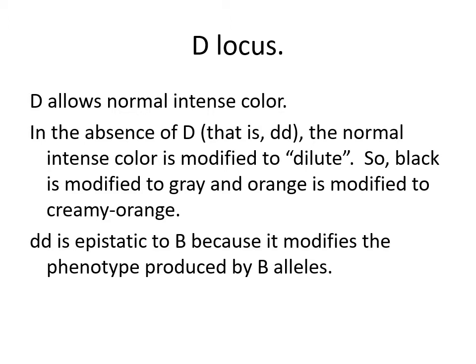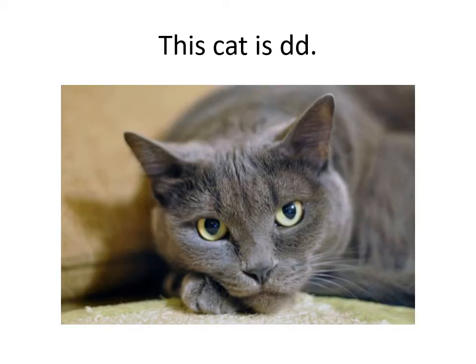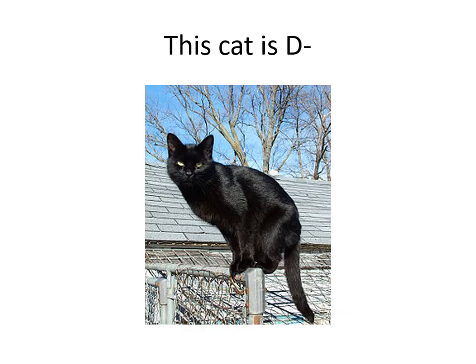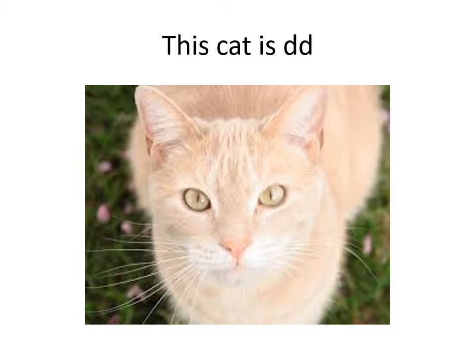Okay, the D locus allows for normal intense color. In the absence of big D, that is to say your little d, this color is modified to dilute. So a black cat genetically is going to be gray if it's got little d. If the cat's supposed to be orange, it's going to be a creamy color if it's also little d. So little d is epistatic to B because it modifies the phenotypes produced by the big B alleles. Okay, this cat is little d, very definite gray color. This cat is big D something because he's got the nice intense black color. This cat is little d, it's a kind of creamy color versus the usual brighter orange color.